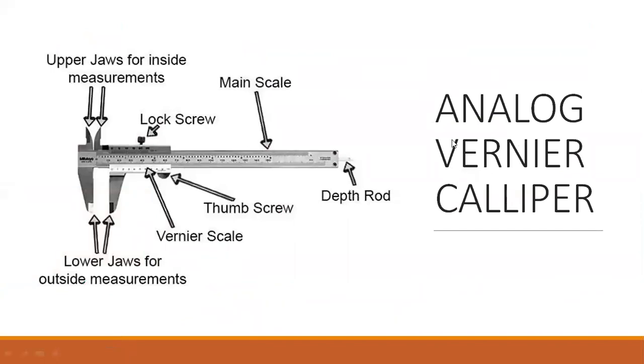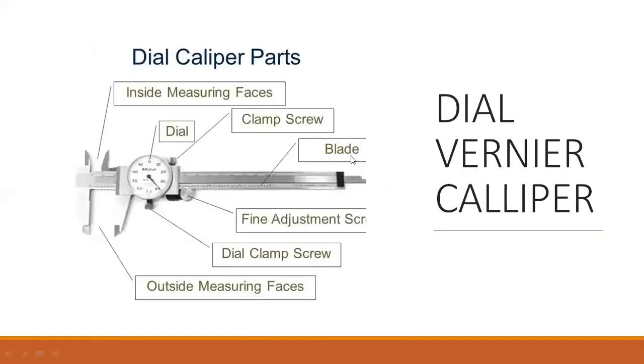Again, the analog vernier caliper parts are clearly mentioned here. Upper jaws for the measurement of inside diameter, lower jaws for the measurement of outside diameter. Vernier scale, again the vernier scale, main scale, lock of the screw. Now here is the depth rod. If we talk about the digital vernier caliper, the parts are the same. Lower jaws for the outside measurement, digital clamp screw.